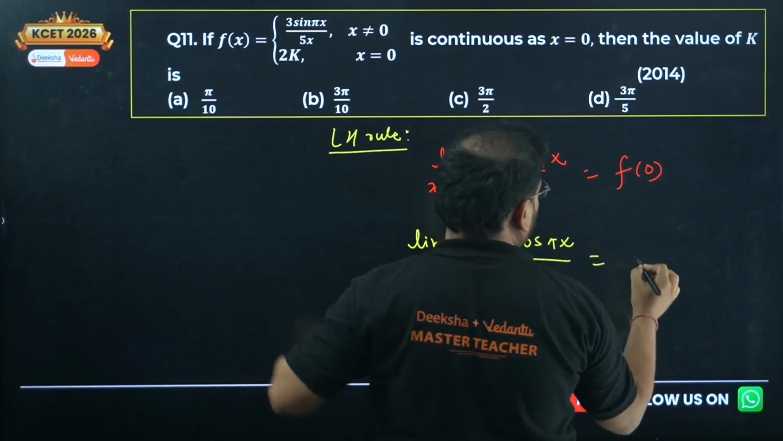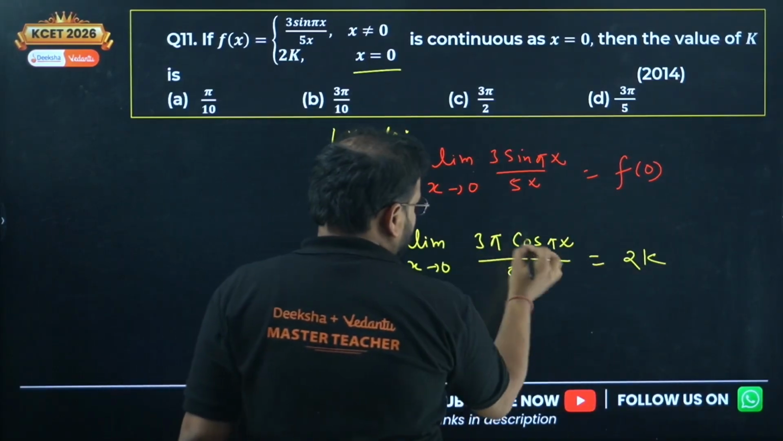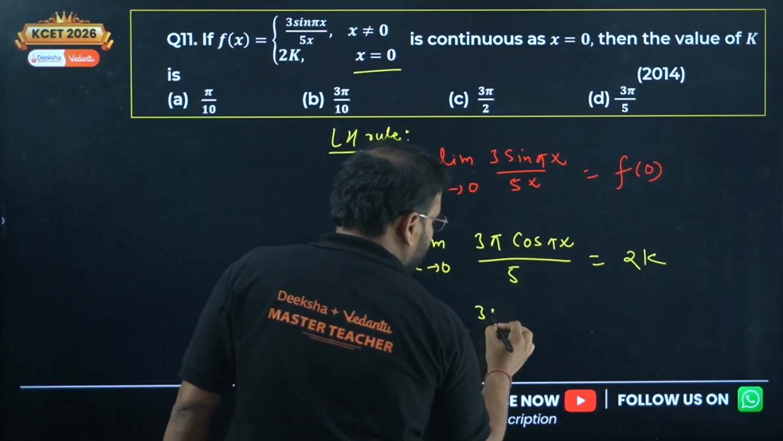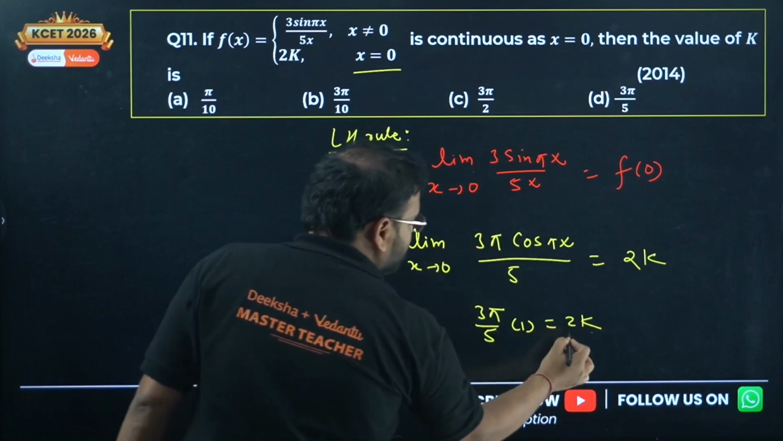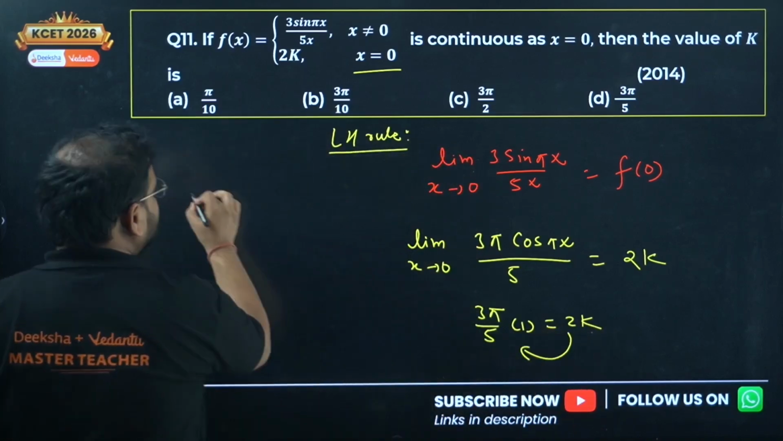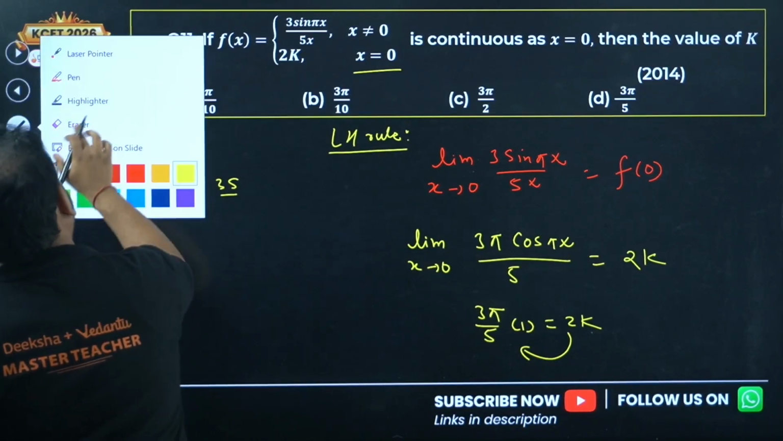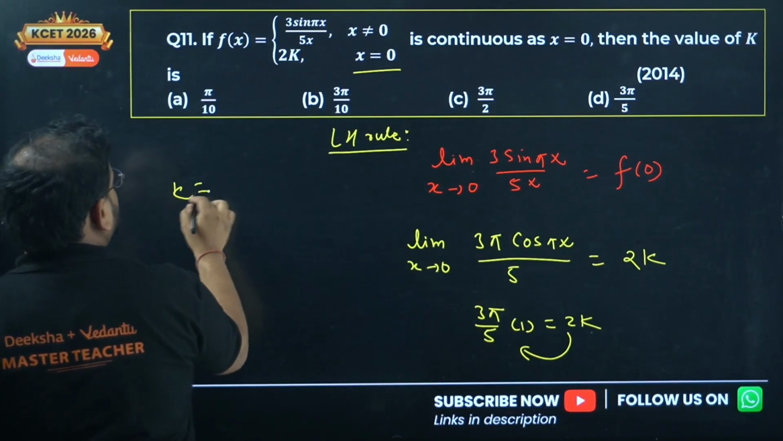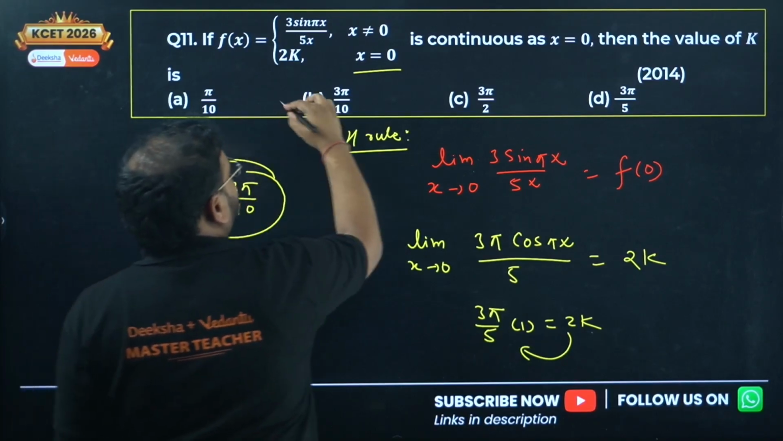f of 0 is 2k. Now put the limit x as 0, you'll get cos 0 as 1. So 3 pi by 5 into 1 equals 2k. So 2 comes over here, you get k value as 3 pi by 10. The k value is 3 pi by 10. Option B.